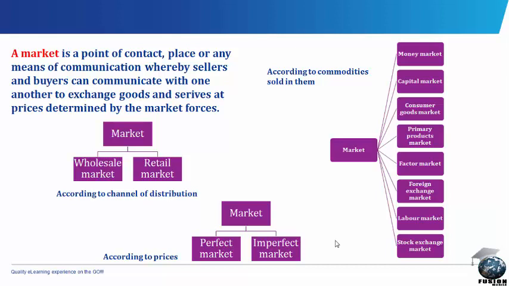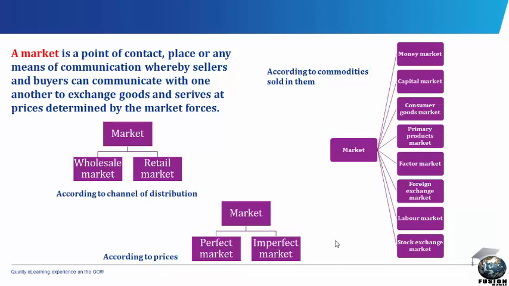According to commodities sold in them, we have the money market, which is a market for lending and borrowing of short-term loans. This type of market aids all forms of business transactions. The capital market. The capital market is a market where long-term loan is obtained. The money lent and borrowed in this type of market is used to finance capital projects.